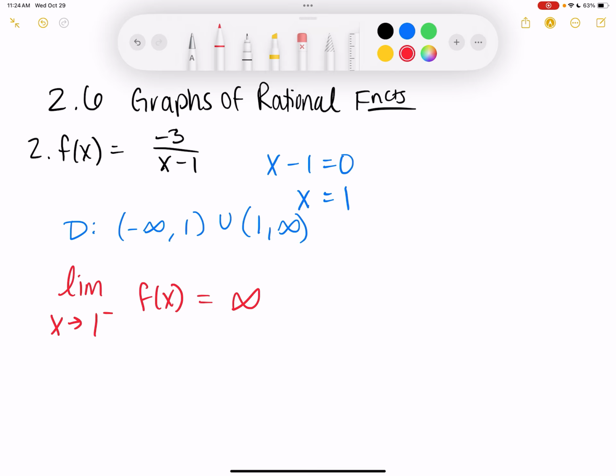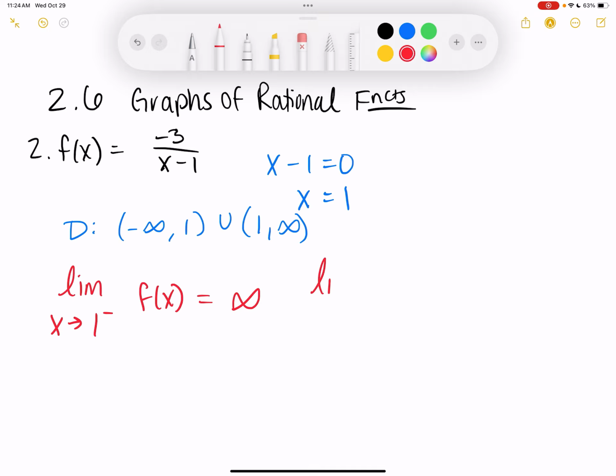So we had negative 3 divided by 0.9999999 minus 1. So basically on the bottom it's negative 0.0000001. So negative 3 divided by 0.9999999 minus 1. Oh, I see what I did. All right, now I need to do the same thing but from the right.